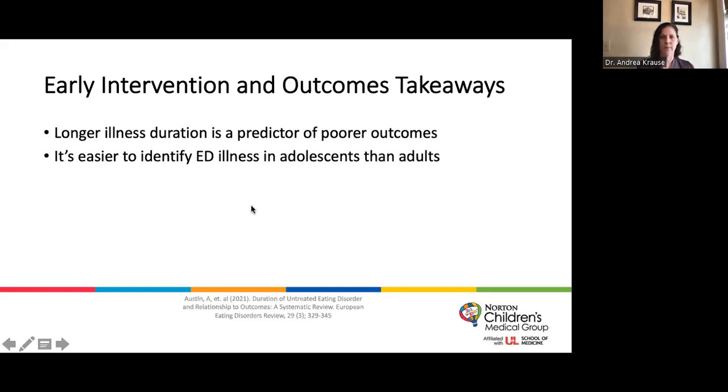In theory, and by this publication, it's easier to identify an eating disorder in adolescents than adults. That's basically because they're generally in the care of their parents, and the parents will notice these things. Whereas an adult is not necessarily going to get captured. And yes, eating disorders can have adult onset, it's just not the majority.